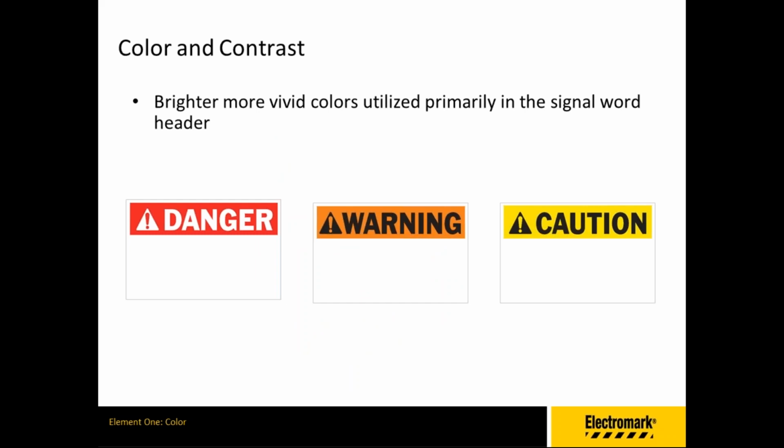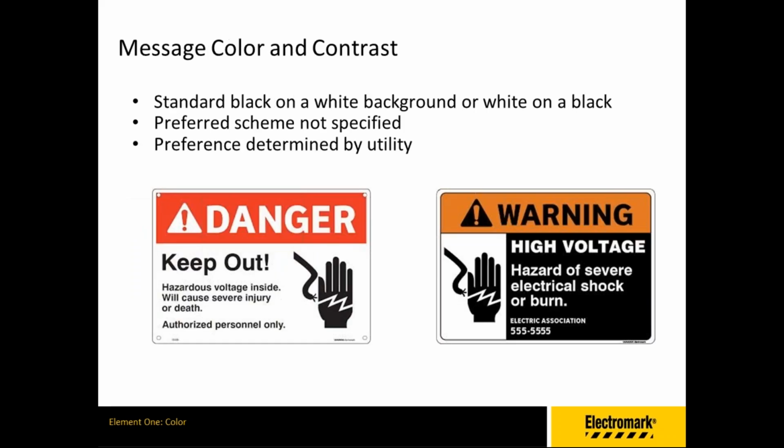Let's talk about the design application of the colors that are used under the standard. The brighter, more vivid colors such as safety red, orange, yellow, and blue are utilized primarily in the signal word header panel at the top of the safety hazard sign. The standard allows the word message lettering to be black on a white background or white on a black background, depending on which color scheme is determined or considered to be more legible in a given application. Unfortunately, Z535 does not provide specific guidance towards which scheme would better suit certain applications. This is ultimately left to the posting utility to determine.